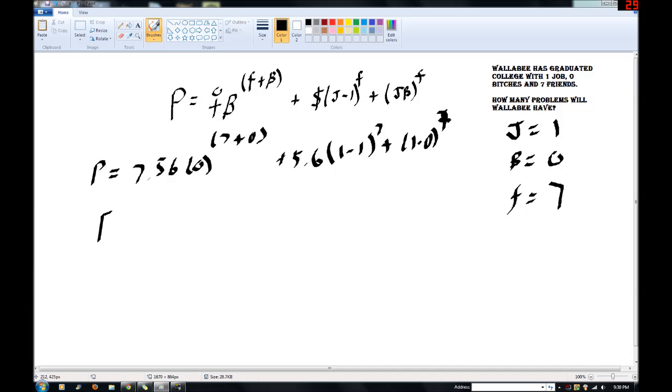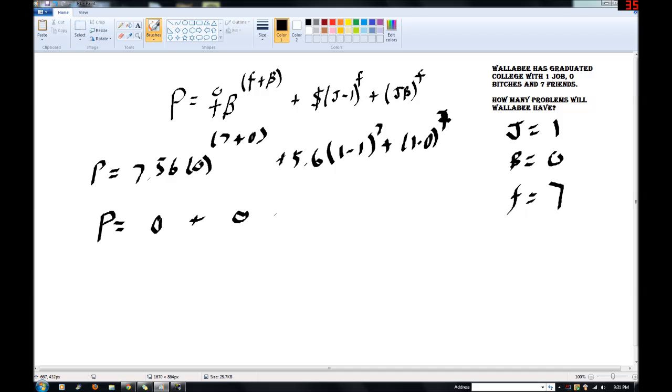And so I'm just going to go ahead and write P equals, and then we got ourselves 7.56 times 0 to the 7th. And anything times 0 is 0, and anything that's above in the exponent of the 0 is 0. So we got ourselves 0 in this first part of the equation. 1 minus 1 is 1, and 5.6 equals 0, because anything times 0 is 0, and anything that's in the exponent of the 0 is 0.